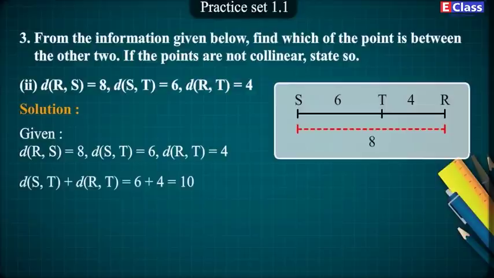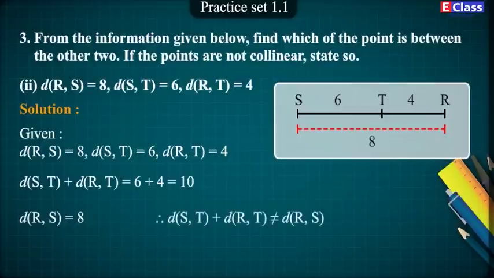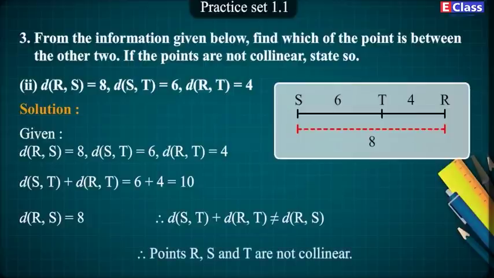Distance of ST plus distance of RT is equal to 6 plus 4, which is equal to 10. Distance of RS is equal to 8. Therefore, distance of ST plus distance of RT is not equal to RS. Therefore, points R, S and T are not collinear.